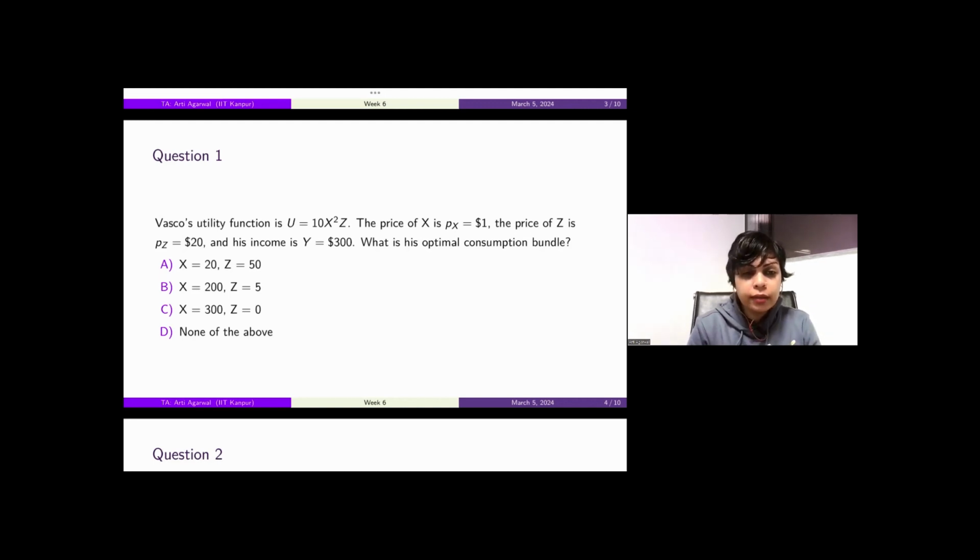So any ideas how we will solve this? What happens in the case of the optimal consumption bundle? What do we mean by optimal? Or let's put it another way. When does an optimal consumption bundle actually happen?